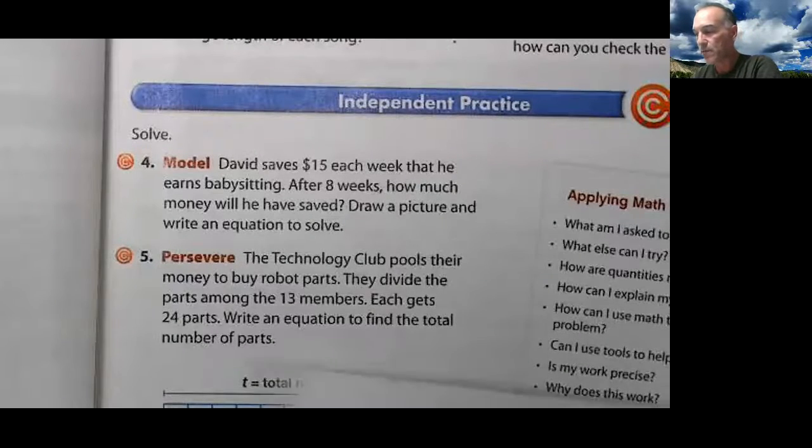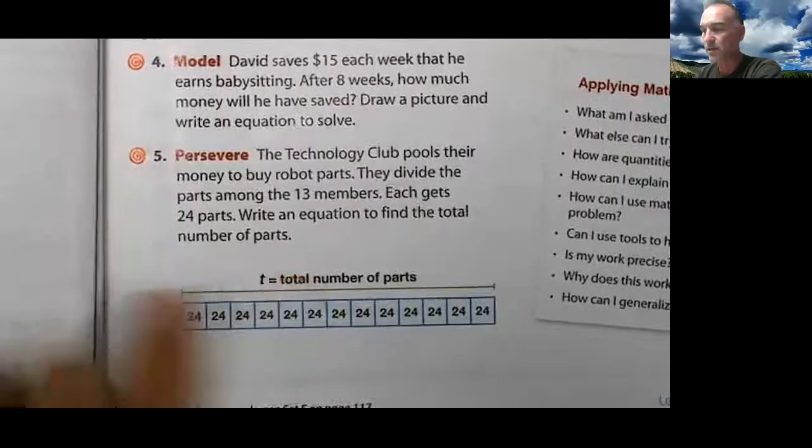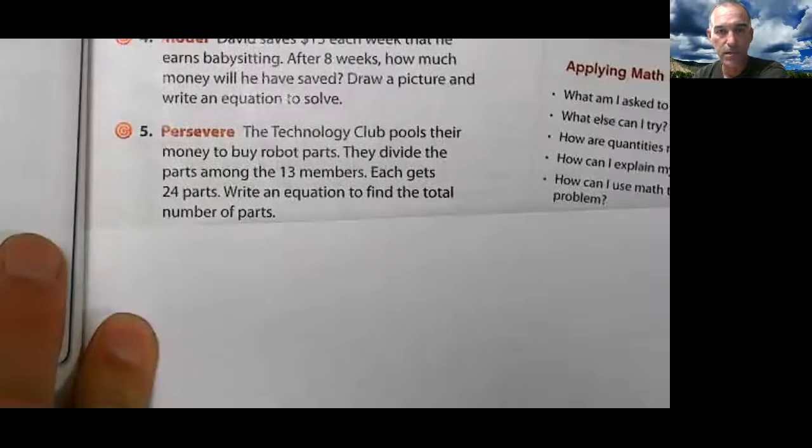Ready? Oh, good. I don't want to show you that one. Okay, this one, notice on number 5, they're giving you the picture. I wish they wouldn't. Let's just make our own. Okay, number 5.